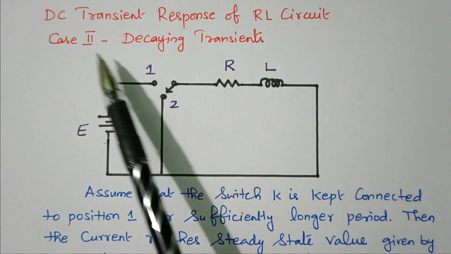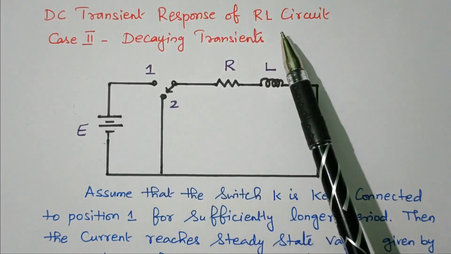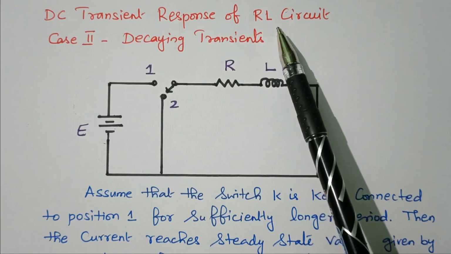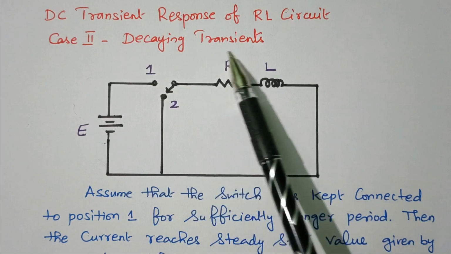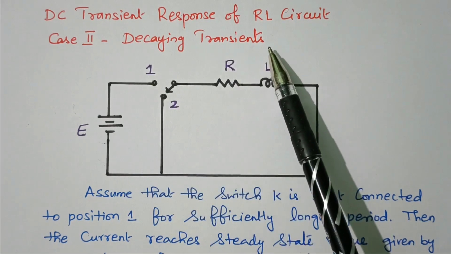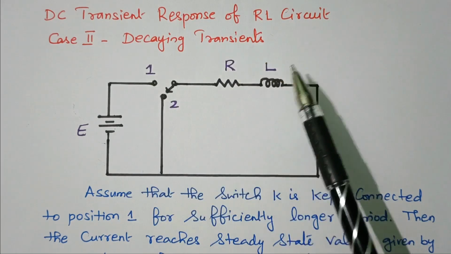Now we'll go to the topic. DC transient response, RL circuit, resistance and inductance. Case 2, decaying transient. Case 1, rise of current, is available in a separate video.